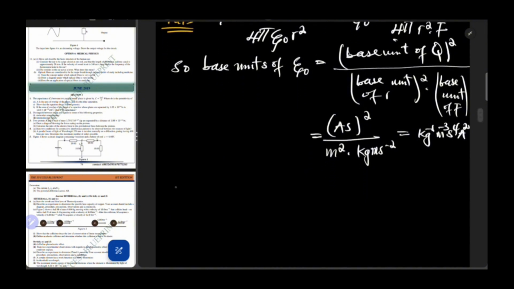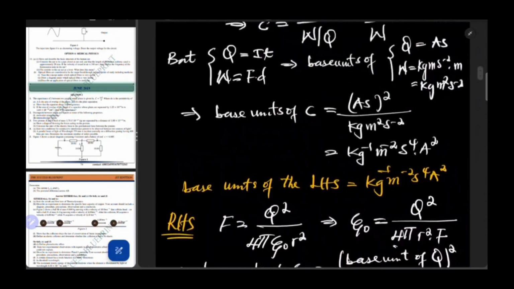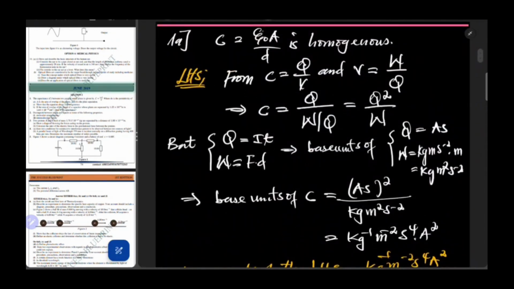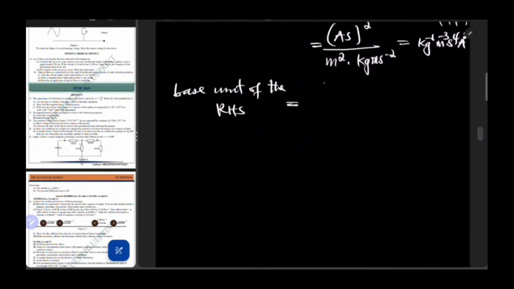Now, the base units of the right hand side would therefore be equal to the base units of epsilon 0 times the base units of A divided by the base units of D. So we have base units of epsilon 0, per kilogram meter cube second to the power 4 ampere squared, times base units of area, which is meters squared, divided by base units of separation, meters.